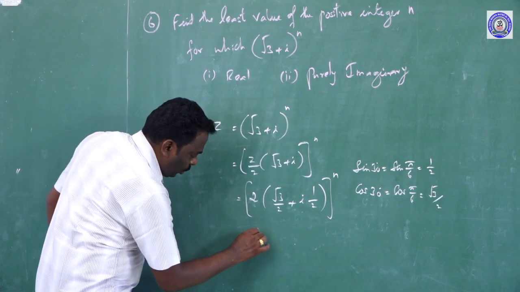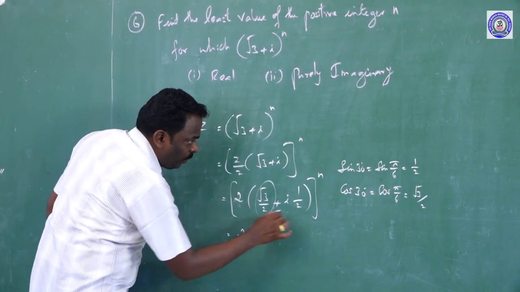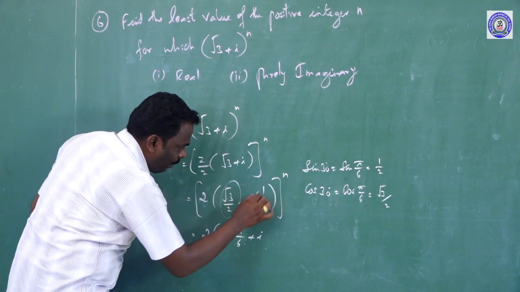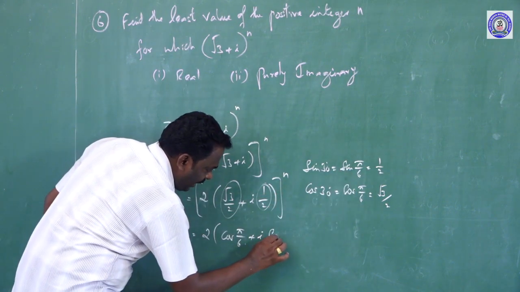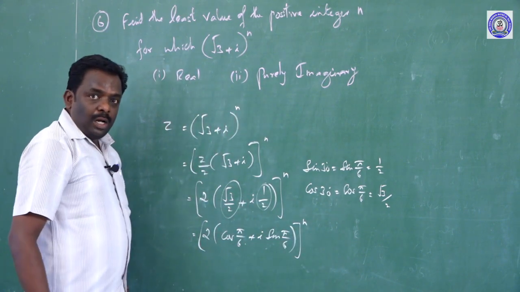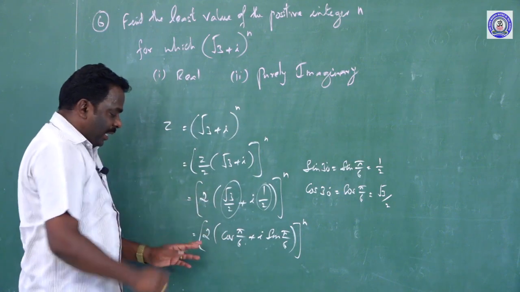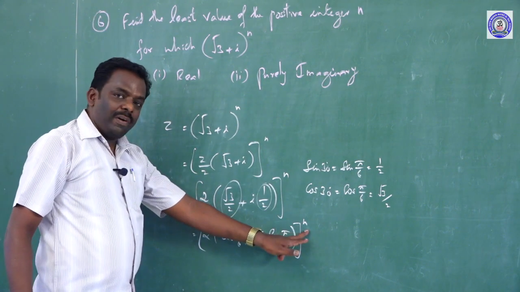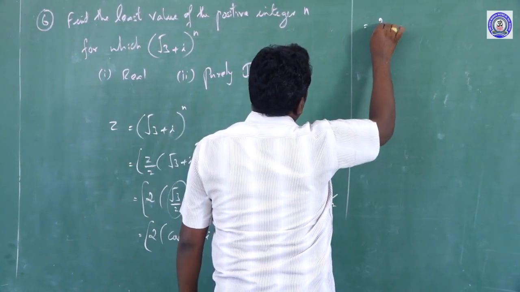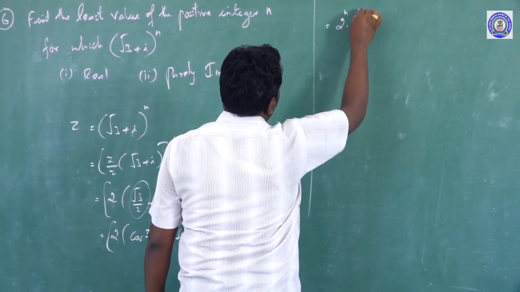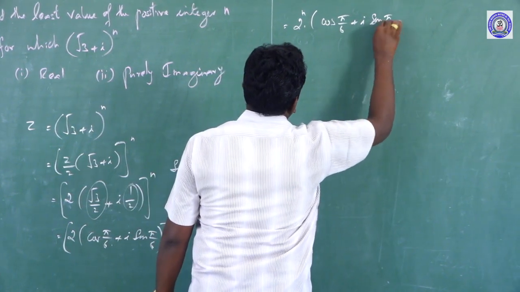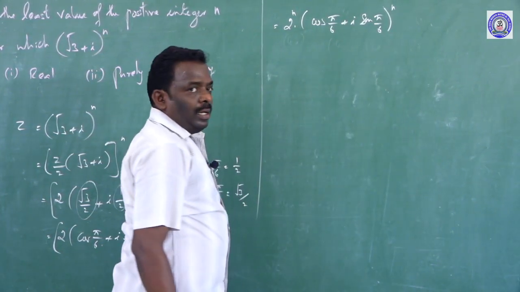Now just replace: 2 into (cos pi by 6 plus i into sin pi by 6), then whole power n remains. Now bring this power inside the bracket in the form (a into b) whole power n. That is equal to 2 power n into (cos pi by 6 plus i into sin pi by 6) whole power n. This is the last simplification.